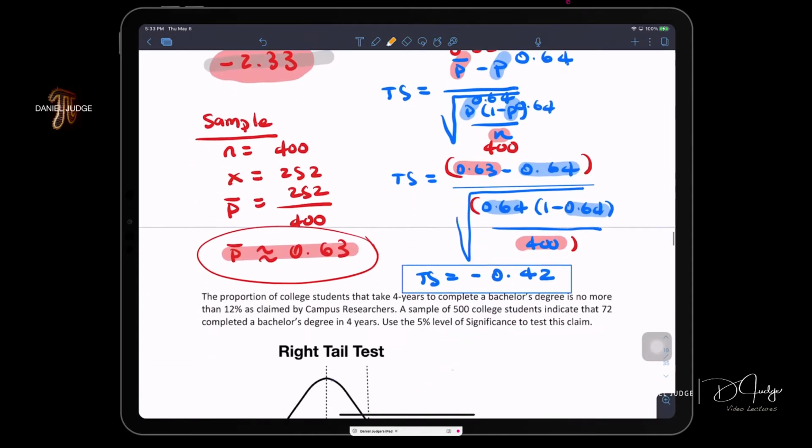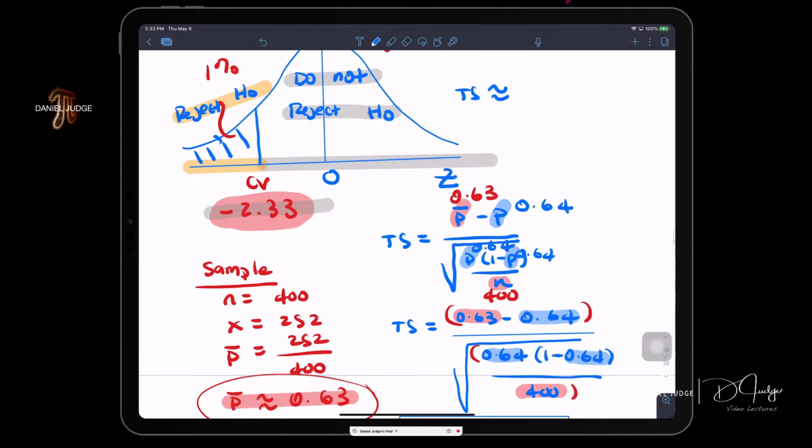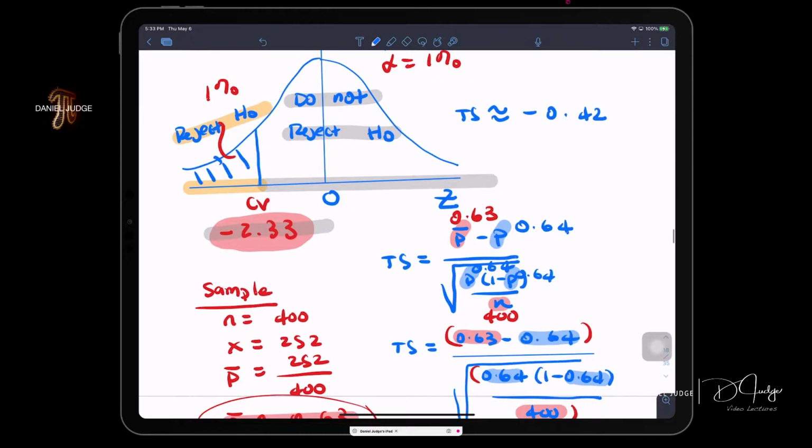Now, the test statistic, I guess we have to move it. Let's move it. Okay. Negative 0.42, while it's to the left of 0, is not quite past, ladies and gentlemen, the critical value of negative 2.33. It's somewhere over there. That's negative 0.42. So the moral of the story is it's in the do not reject the null.